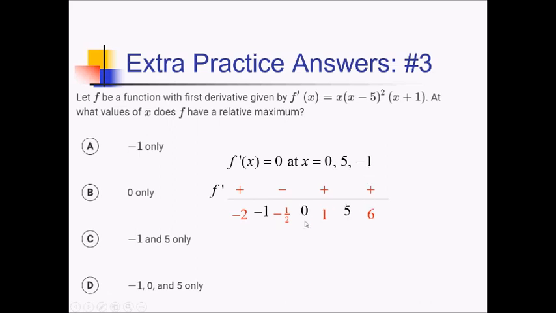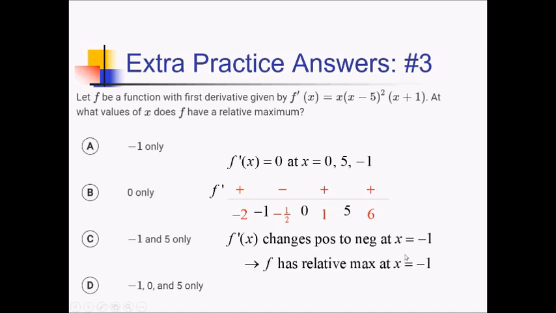Now, I notice that I'm changing from positive to negative at x equals -1. F prime is changing sign like that. So that means that f itself has a relative max at x equals -1, which is going to give us answer choice A.